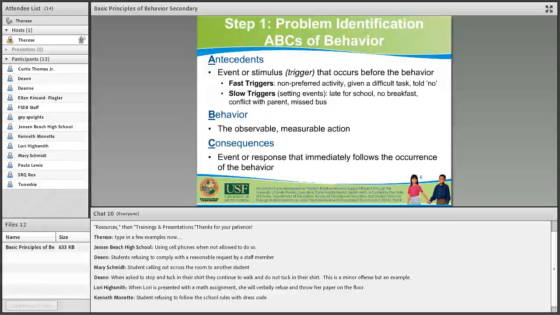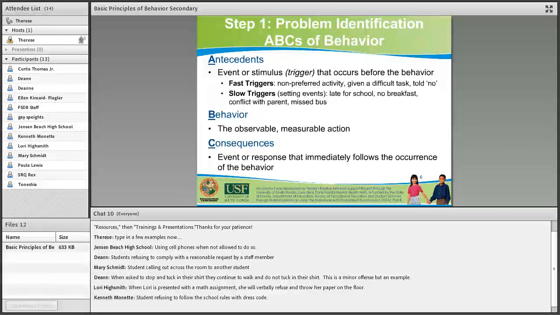Okay, so once you understand what's going on with the problem behavior, once you can define it, you want to start looking for the ABCs of behavior. So the A's are your antecedents. Those are the event or the stimulus that occurs right before the behavior. And many times you're dealing with fast triggers, things like a non-preferred activity, being given a difficult task, being told no, or being told to tuck in their shirt and they don't. So those fast triggers, we get lots of examples of those.